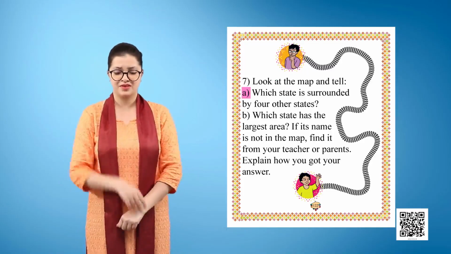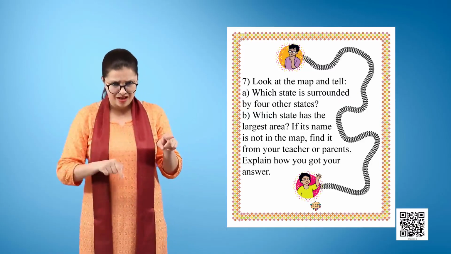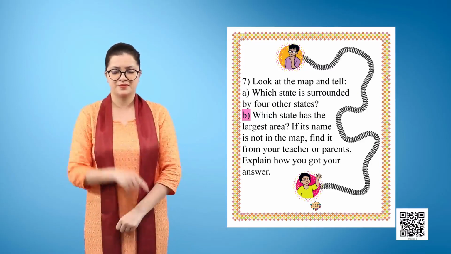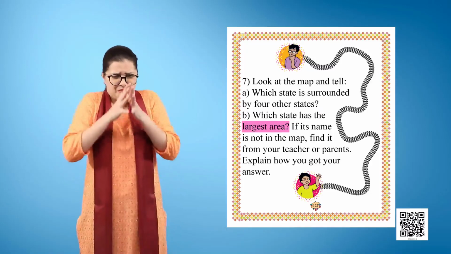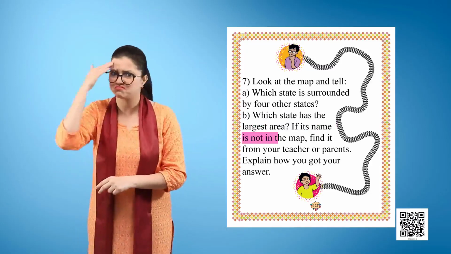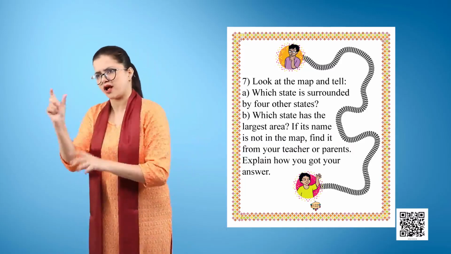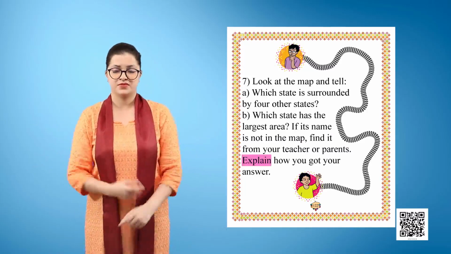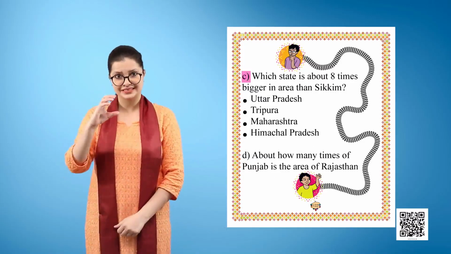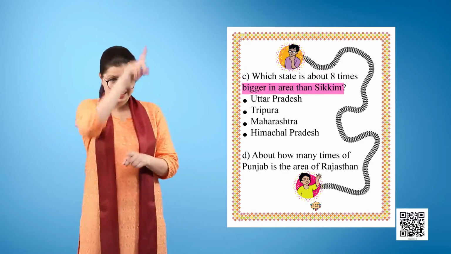A. Which state is surrounded by 4 other states? B. Which state has the largest area? If its name is not in the map, find it from your teacher or parents. Explain how you got your answer. C. Which state is about 8 times bigger in area than Sikkim?